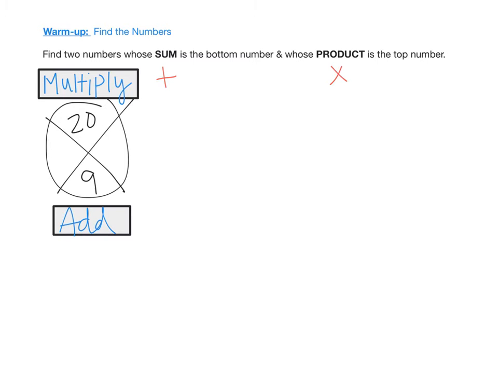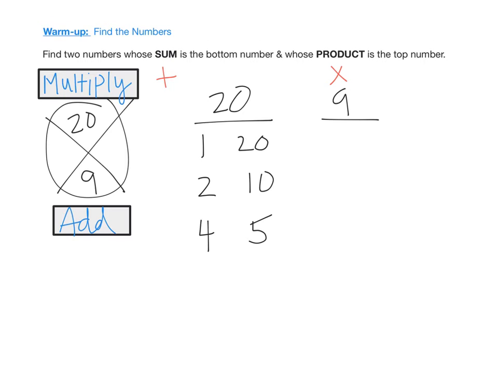Let's start off by making a list of all the numbers that multiply to 20. Well, we know there's 1 and 20, there's 2 and 10, and there's 4 and 5. Out of these possible number combinations, let's see which one of these add together to get 9. Well, 1 plus 20, unfortunately, does not give us 9. Same with 2 plus 10, but we're getting closer. We can see when we do 4 plus 5, we get 9.